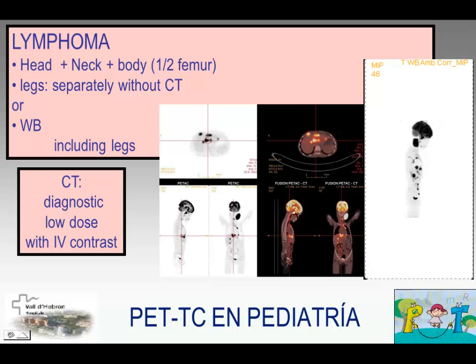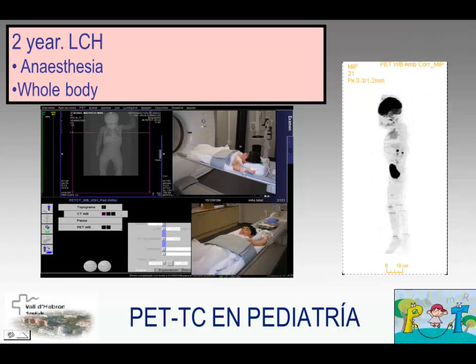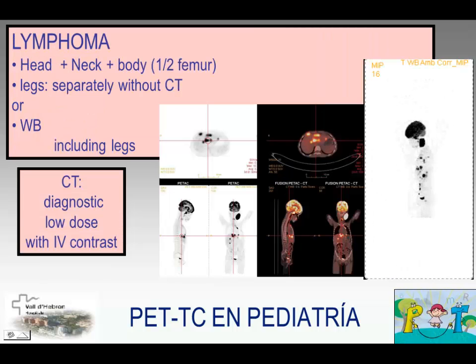Okay, well, here there were some abnormalities on the neck, and I think that in the clinical cases we will see this boy. This is another case. This is a lymphoma. As explained before, we have a first scan of the head, the neck, and the body till the half of the femur, and the legs are acquired separately without the CT.